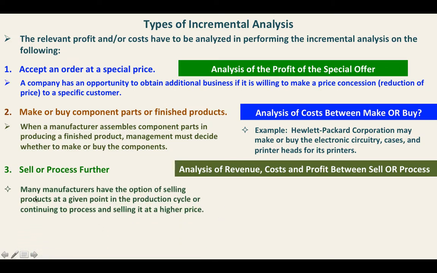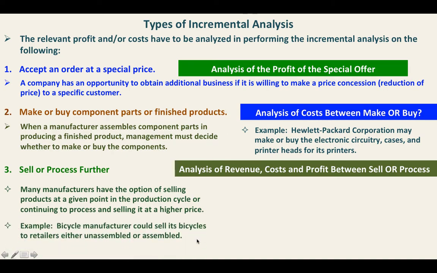Many manufacturers have the option of selling products at a given point in the production cycle or continuing to process and selling it at a higher price. Example, a bicycle manufacturer could sell its bicycles to retailers either unassembled or assembled. So here class, selling it as unassembled or process it further as assembled. Okay?